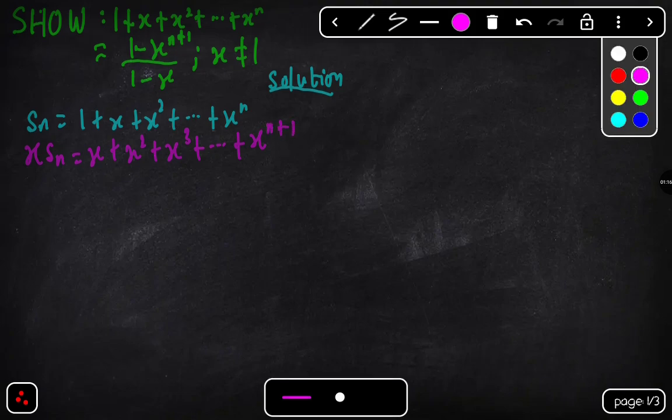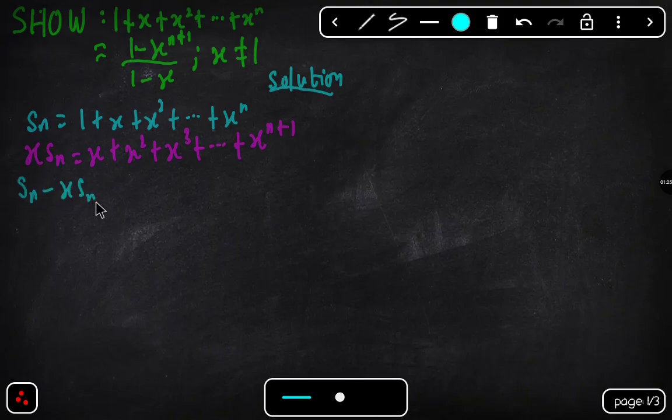Now, next thing we are going to do is to subtract. So we subtract, what are we going to have? That is Sn minus x multiplied by Sn. There is no 1 in our x multiplied by Sn, so 1 minus 0 will give us 1. x minus x will give us 0. x squared minus x squared will give us 0. Plus 0. After x squared here will be x cubed. x cubed minus x cubed will also give us 0. Plus dot dot dot.